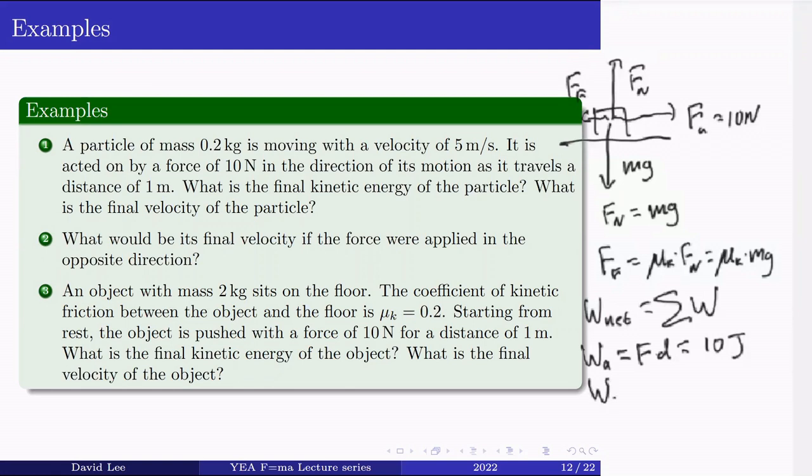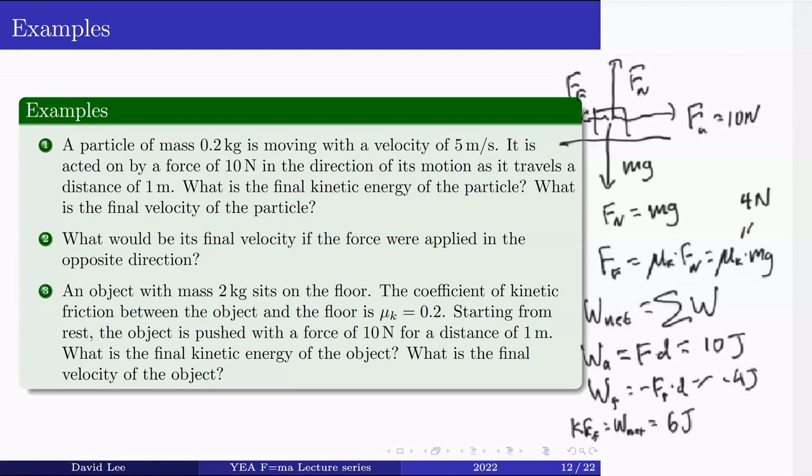Now the work of the friction force is similar, but it's in the opposite direction. Negative F friction times d. And we're going to have a friction force that, if you plug in the numbers, should be equal to 4 newtons. So this will be negative 4 joules. So our final kinetic energy is equal to the net work, which will be equal to 6 joules.